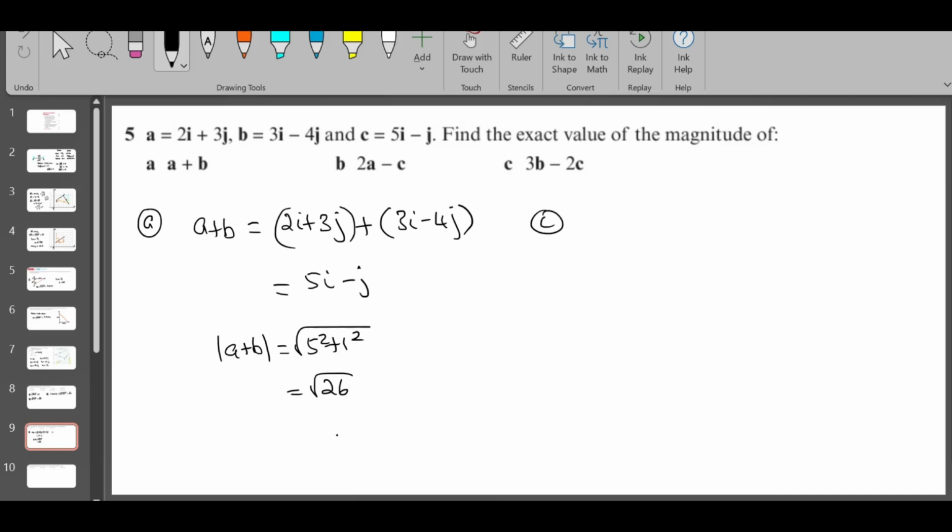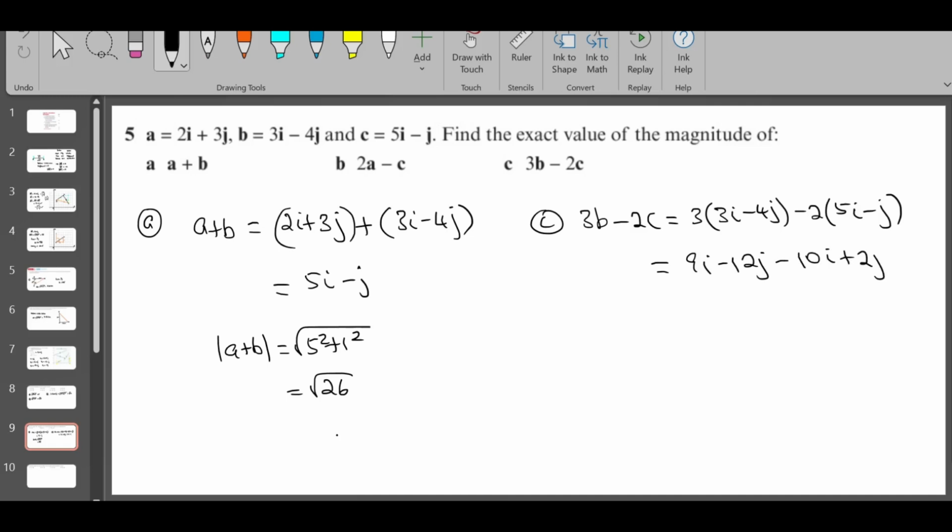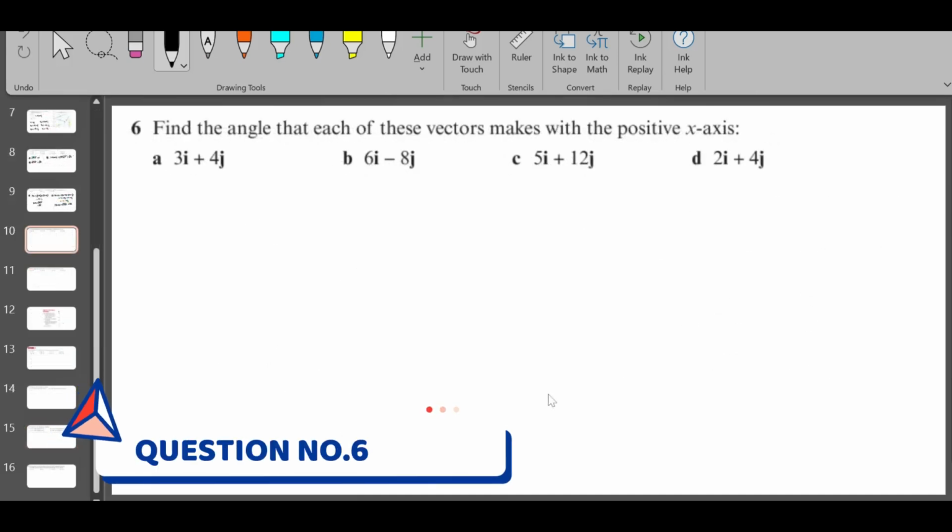For example, C. 3b minus 2c is 3 times b minus 2 times c. So it's going to be 9i minus 12j minus 10i plus 2j. So you're going to get minus i minus 10j. So the modulus of 3b minus 2c is square root of 1 squared plus 10 squared, which is square root of 101. Question number 6 now.